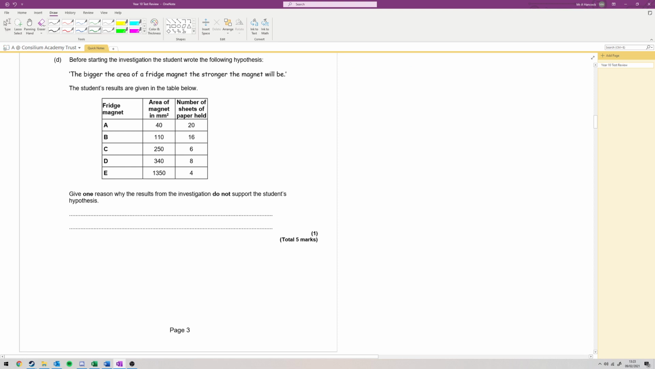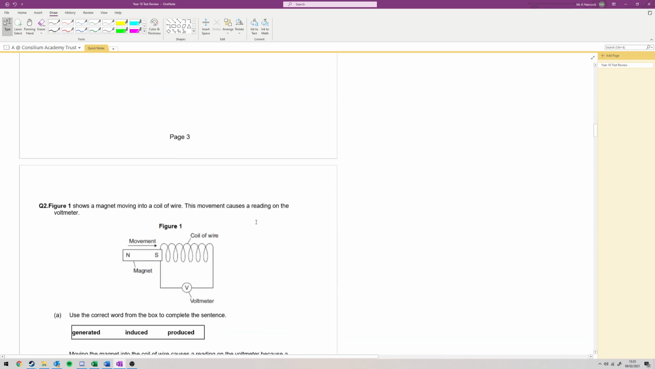Right. The bigger the area of the fridge magnet, the stronger it will be. Give 1 reason why the results do not support the student's idea. Well, it's the opposite, right? You could say the smallest fridge magnet was the strongest. Smallest area was the strongest, and the biggest one was the weakest. That one was quite straightforward.